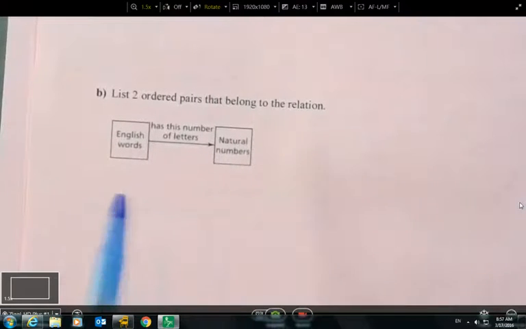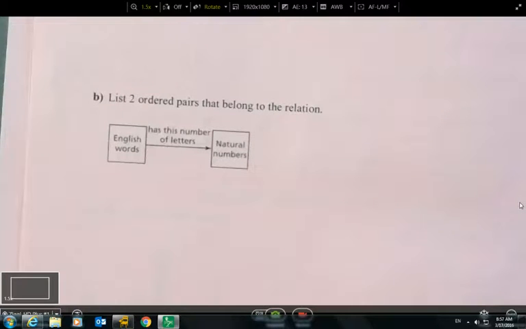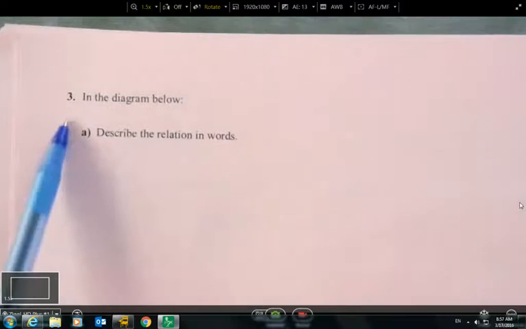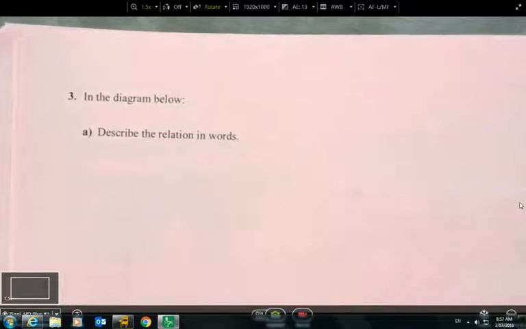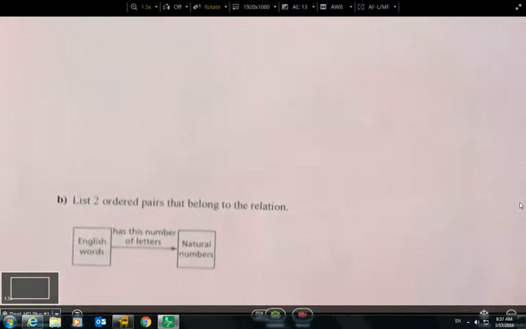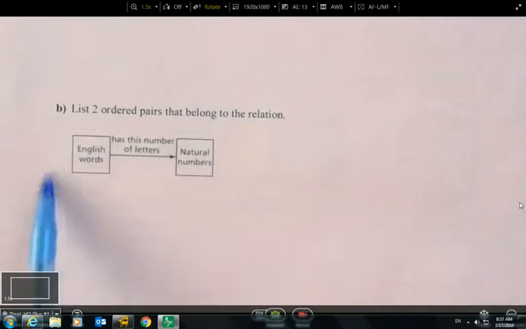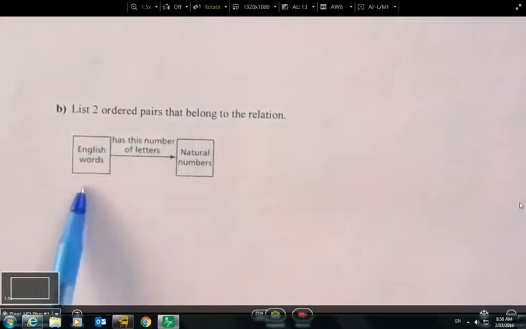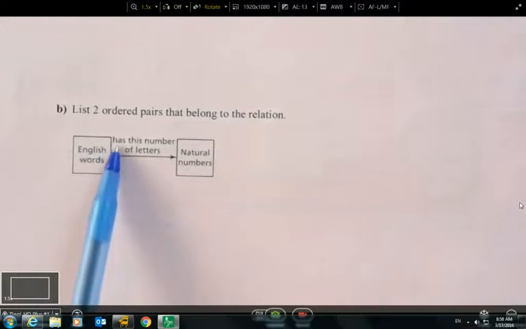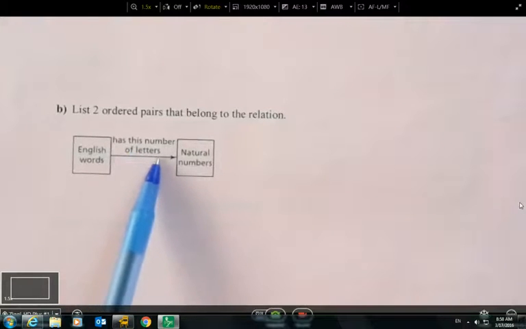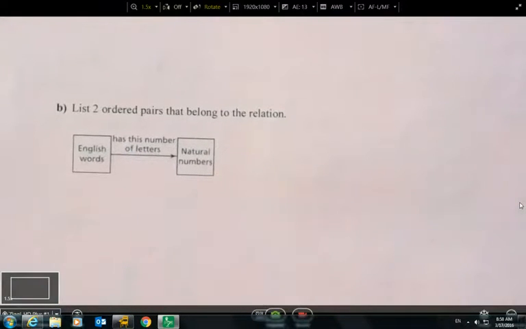So this is the arrow diagram that it's referring to when it says describe the relation in words. So over here is the question. It says in the diagram below, and then it says describe the relation in words, but you really don't see anything until you move down. So it's this diagram below that we're looking at. So what is the relation that is shown here? This says English words, and then has this number of letters, and then natural numbers.